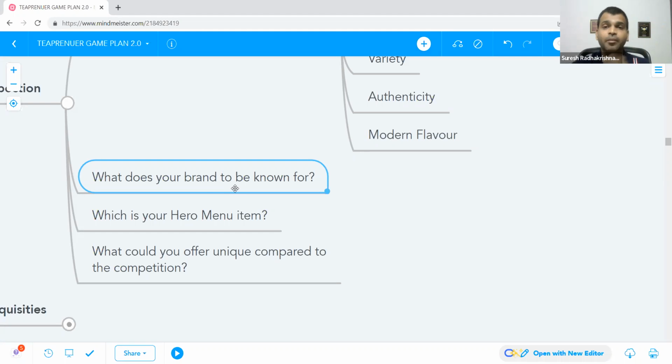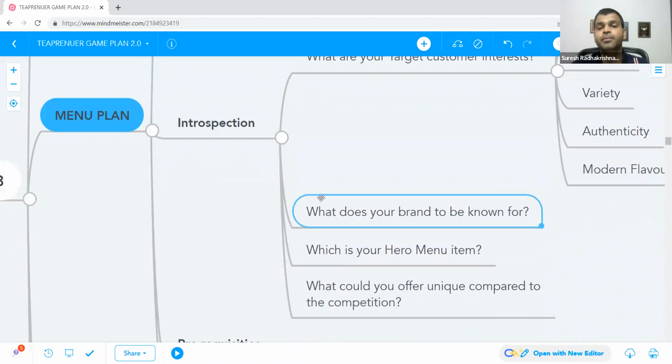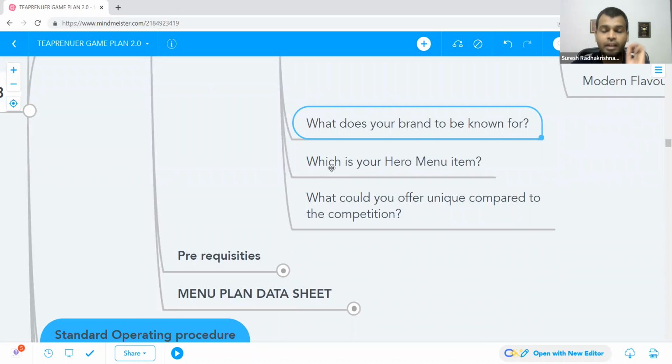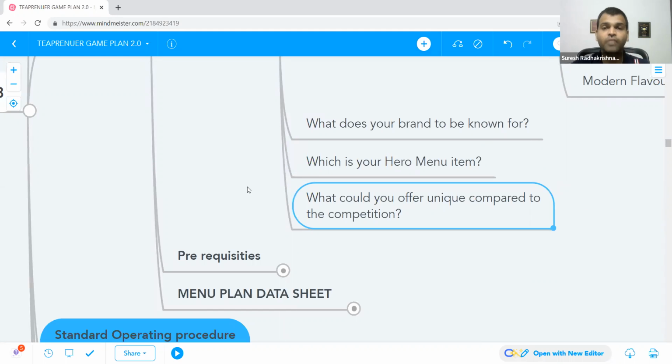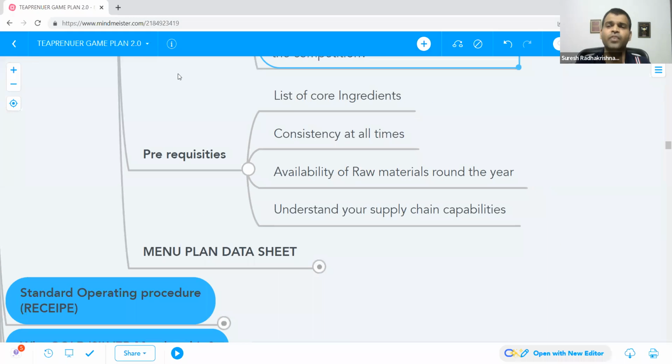Right? This is very important. Please put a lot of thought into this. What are your target customer interests? What is your brand to be known for? Which is your hero menu item? What could you offer unique compared to the competition? Prerequisites before you finalize all the menu.